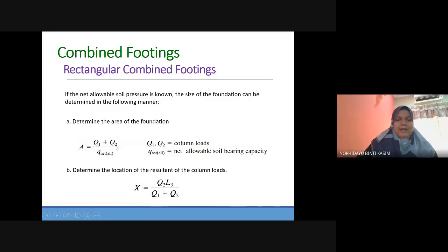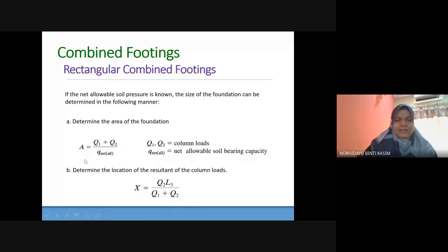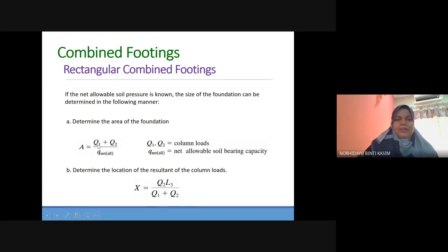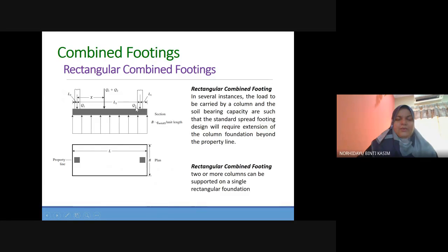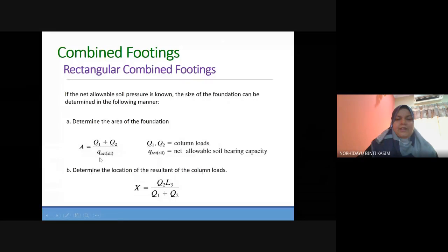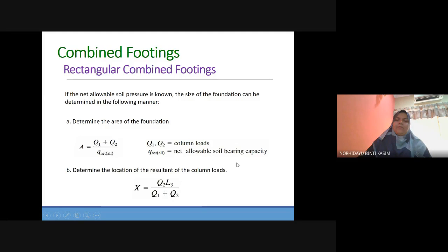So A is the area of the foundation. To calculate the area of the foundation, A equals the resultant of the column loads, Q1 plus Q2, just now here, Q1 plus Q2, divided by q net all. q net all is the net allowable soil bearing capacity. So you have to remember the parameters.